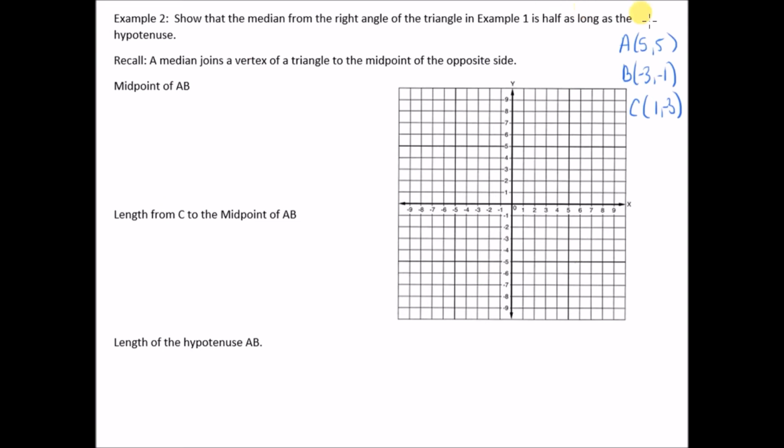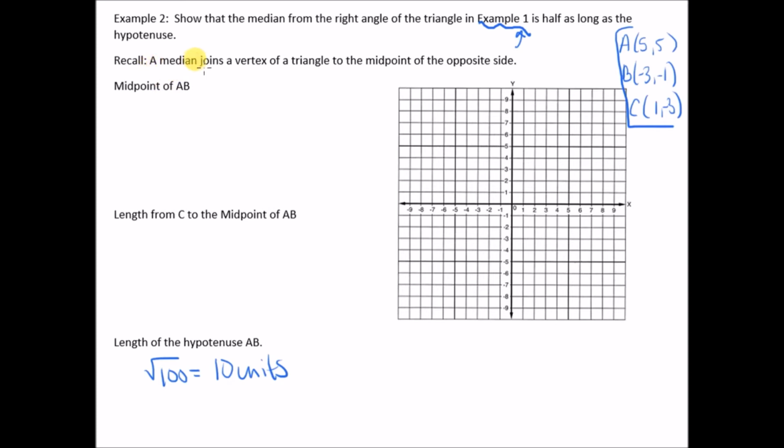Okay, example 2. Show that the median from the right angle of the triangle in example 1. So example 1 is just the example above, and I already wrote down the coordinates A, B, C for us. Okay, we're going to show that that's half as long as the hypotenuse. Okay, so the length of the hypotenuse, I'm just going to skip to here. We found that it was root 100 or 10 units. Okay, so let's actually find that the median is half as long.